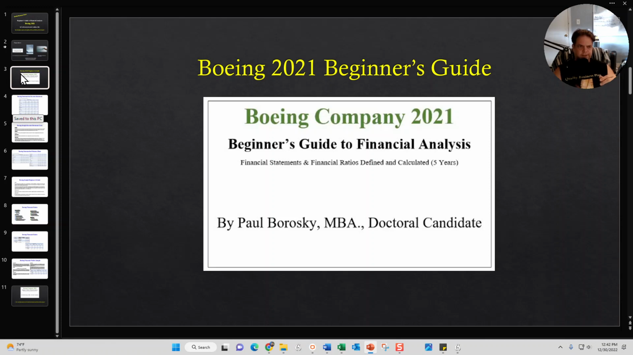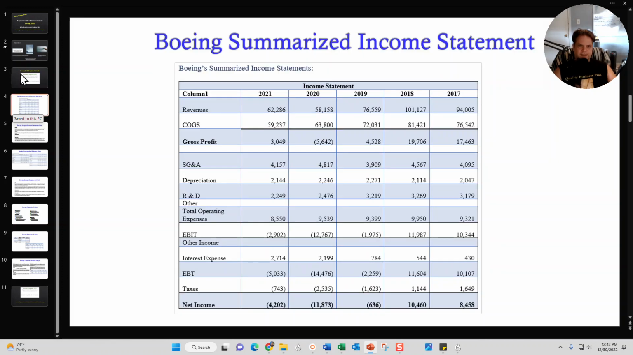All right, so let's zip through this little bit of information. The first section of the BOEING 2021 report is its summarized income statement. What I did is I did a little bit of research into BOEING, got their 10Ks, and plugged in the information for the last 5 years of their 10Ks into my financial model. The financial model summarized information into the revenues, the various costs, and then their net income.